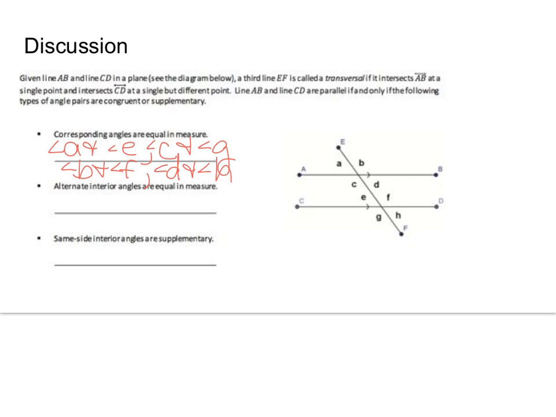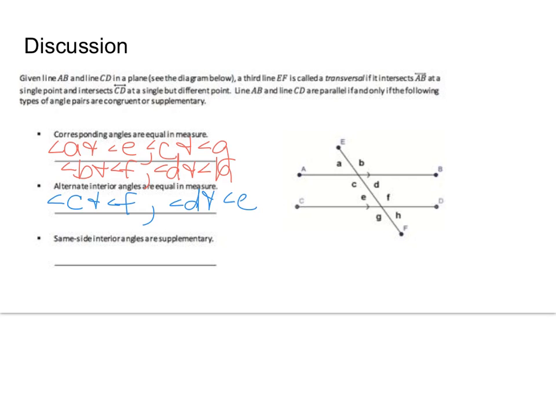Alright, next, alternate interior angles are equal in measure. So if you look at alternate interior, alternate means alternating sides of the transversal and on the interior of the parallel lines. That is like C and F, or D and E. So let's list those out. I have angle C and angle F are alternate interior, and then angle D and angle E are alternate interior.